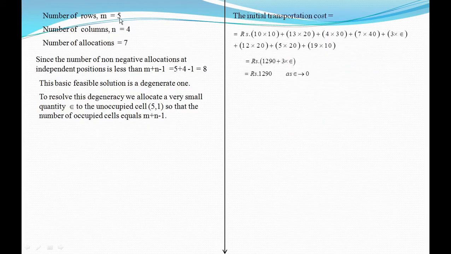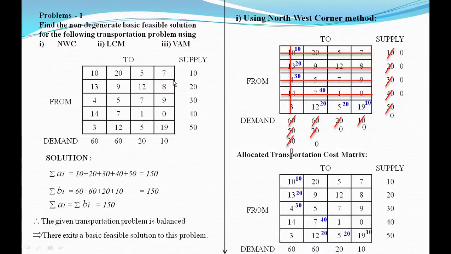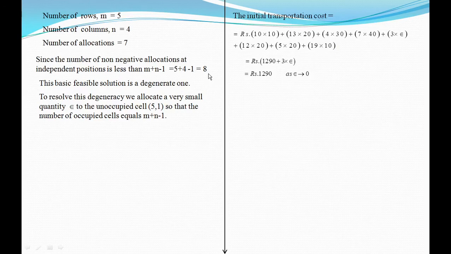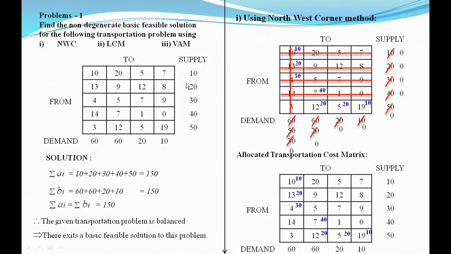So m plus n, 5 rows and 4 columns, m plus n is equal to 9. 9 minus 1 equals 8. The number of independent allocations is less than m plus n minus 1. Actually, m plus n minus 1 is 5 plus 4 minus 1 equals 8. So 8 is greater than 7. The number of allocations is 7 and we need 8, so the rim condition is not satisfied. I have already said that it should satisfy the condition, otherwise we will get a degenerate one. So this basic feasible solution is a degenerate one. It is not non-degenerate, it is degenerate.